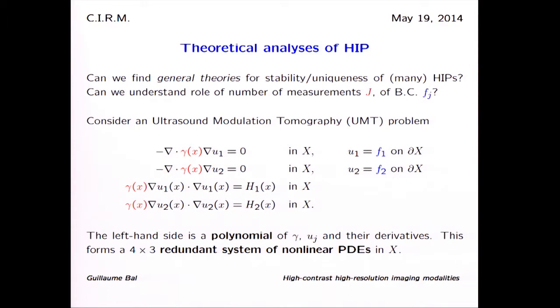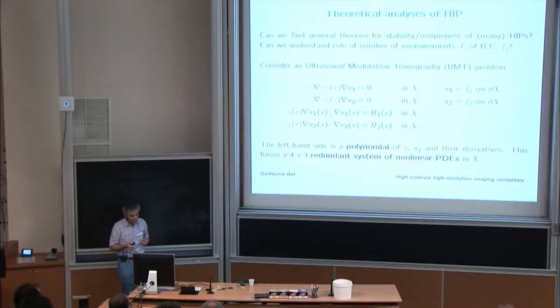But the functionals are much more complicated than the ones I've mentioned earlier. They are of the form, we know now, gamma times grad u squared. And let's say we make two experiments. So we have two constraints for the PDEs, and we have two additional constraints that come from resolving the high resolution step of the hybrid inverse problem. So let's assume that we have those constraints.